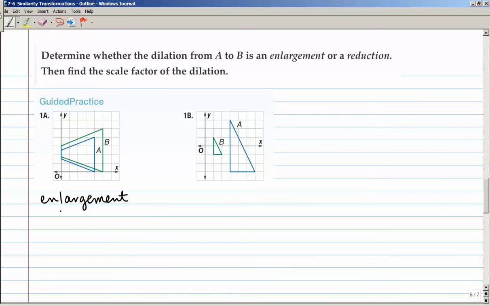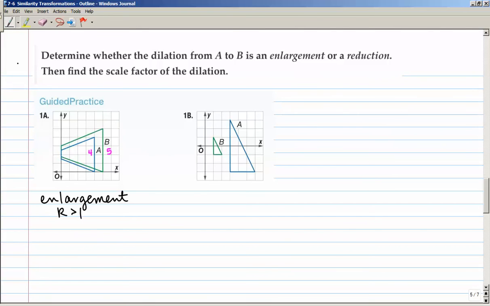Okay, so that means K has to be greater than 1. Now how are we going to figure that out? So I'm going to pick 2 sides and compare them. So in A and B, I'm not going to pick the diagonal sides because I can't count that, and I really don't want to use the distance formula unless I have to. So I'm going to use this side of A, which I can just count the boxes. So that's 4 units long. And the corresponding side of B, which is 5 units long.